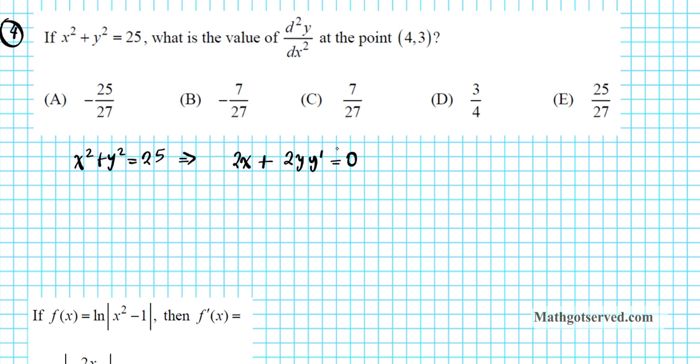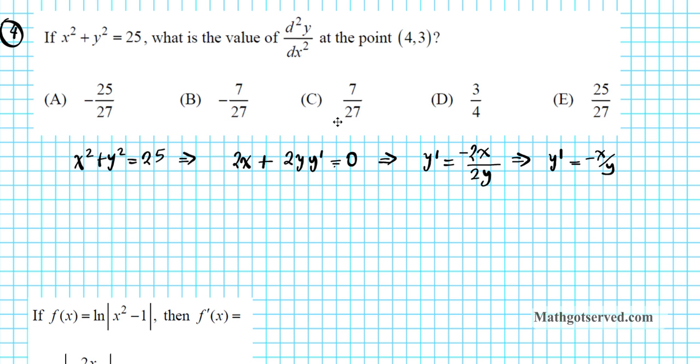If you solve this equation, isolating y prime, you subtract 2x from both sides and divide both sides by 2y. And it follows that y prime is equal to negative x over y. This is the first derivative, okay? Write that down again. Negative x over y is your first derivative.